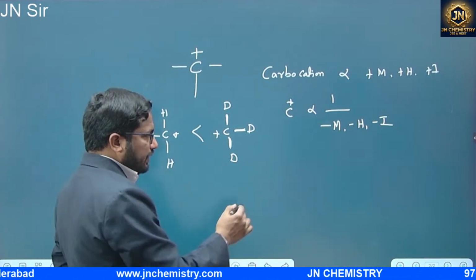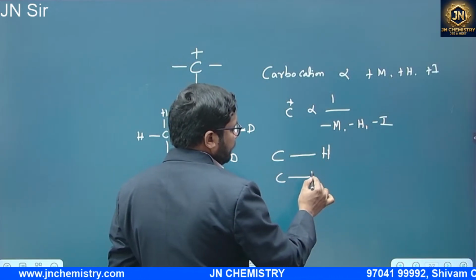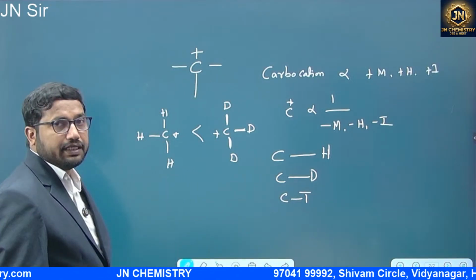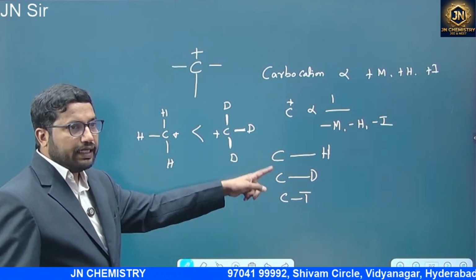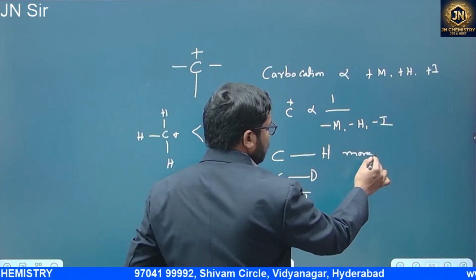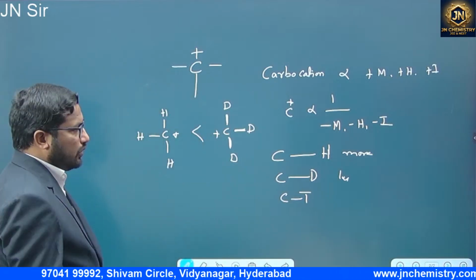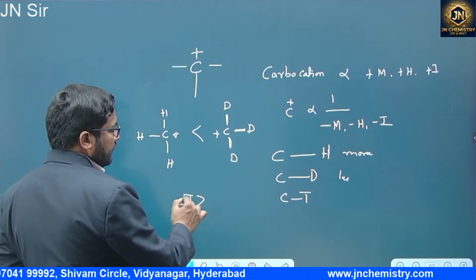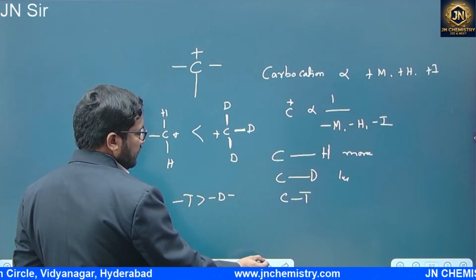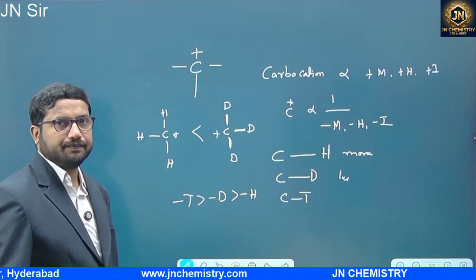So the bond between hydrogen and carbon, deuterium and carbon, and tritium and carbon. What did you observe here? The bond length in the case of carbon and hydrogen is more, it is somewhat less, then very less, right? Donating nature of tritium is more than deuterium, then hydrogen, okay?